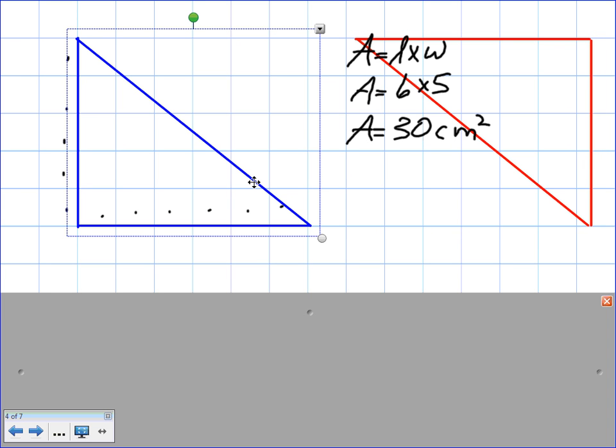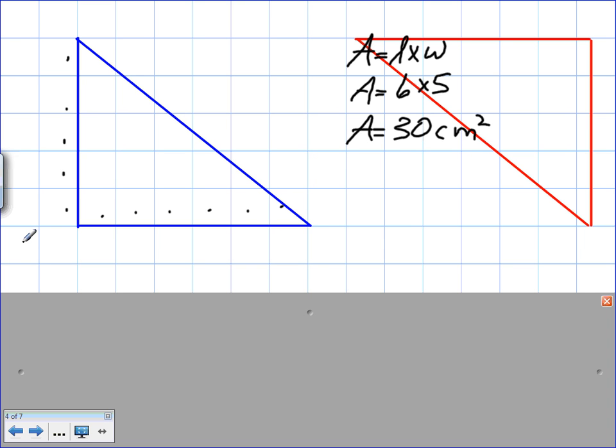I'm going to estimate the area of my triangle before I do anything else. And we'll do that the same way we estimated the area of a rectangle. We'll count the squares that are half or greater. 1, 2, 3, 4, 5, 6, 7, 8, 9, 10, 11, 12, 13, 14, 15.